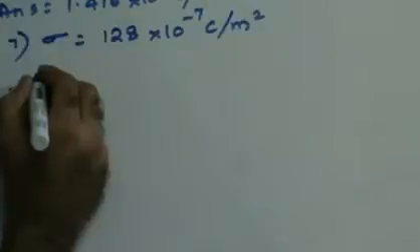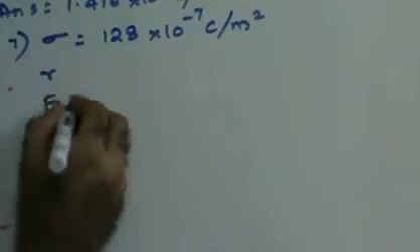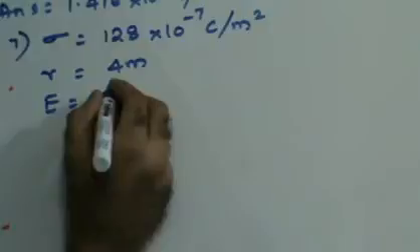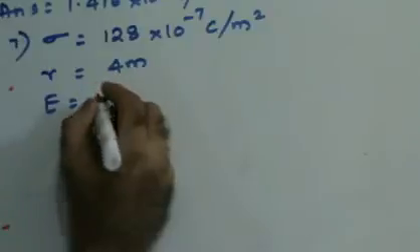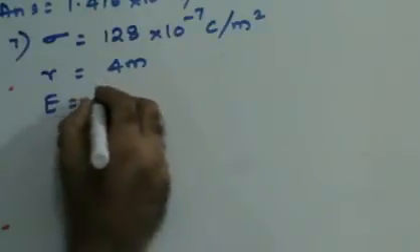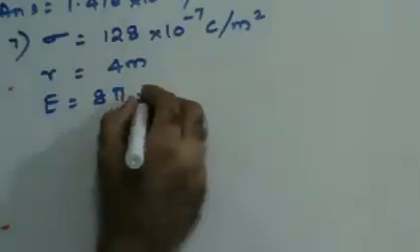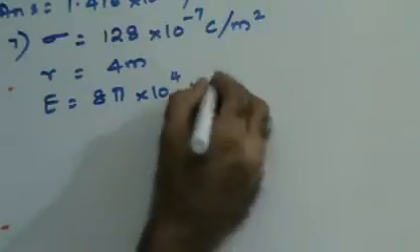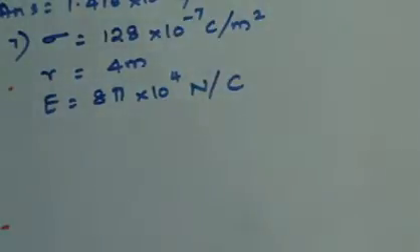And the electric intensity at a distance of 4 meters from the center of the sphere is 8 pi into 10 raised to 4 newtons per coulomb. What is the radius of the sphere?